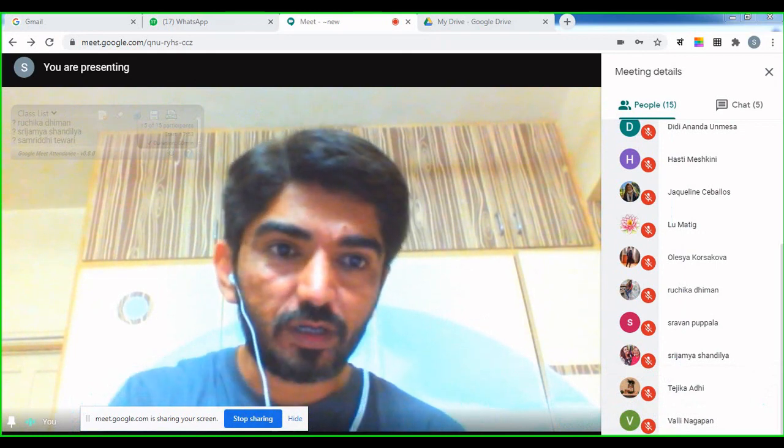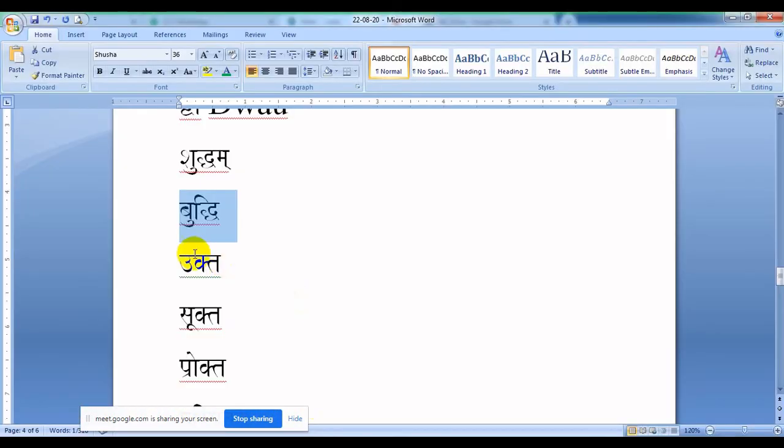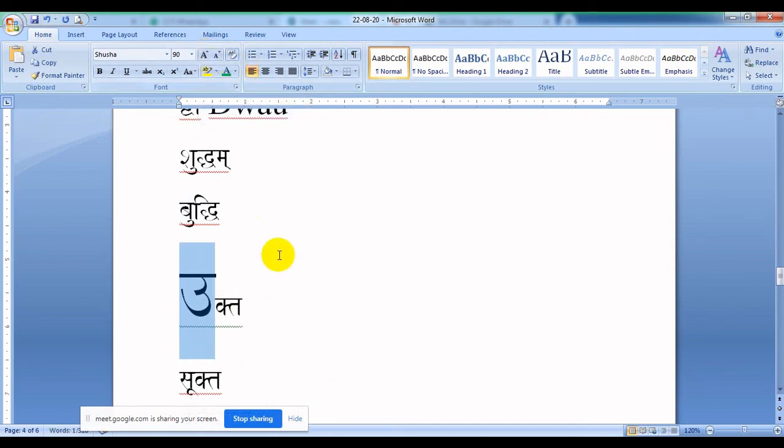Alessia, it will be your turn now. This one. No problem. See, this is one vowel, right? Can you identify this vowel, dear? Yeah, absolutely. So it's U, right? It's U. Correct. And then, can you identify these two consonants in Sanskrit? Which two consonants are there?